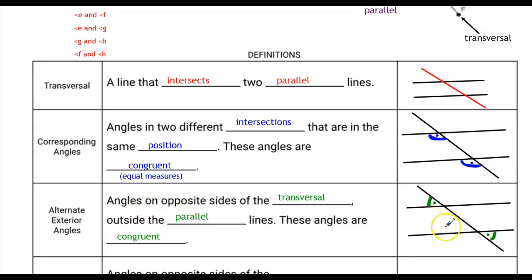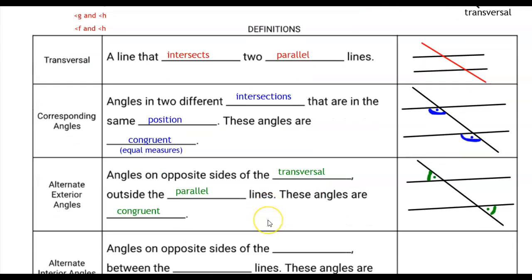We call in here the interior of the parallel lines. They're outside the parallel lines, not between the parallel lines. And it tells us that those angles are congruent. They will always be equal measures to each other. Though these are not the only examples of alternate exterior angles. You could say that this angle up here and this angle down here are also alternate exterior angles because they follow the rule. They're on opposite sides of the transversal and outside the parallel lines.